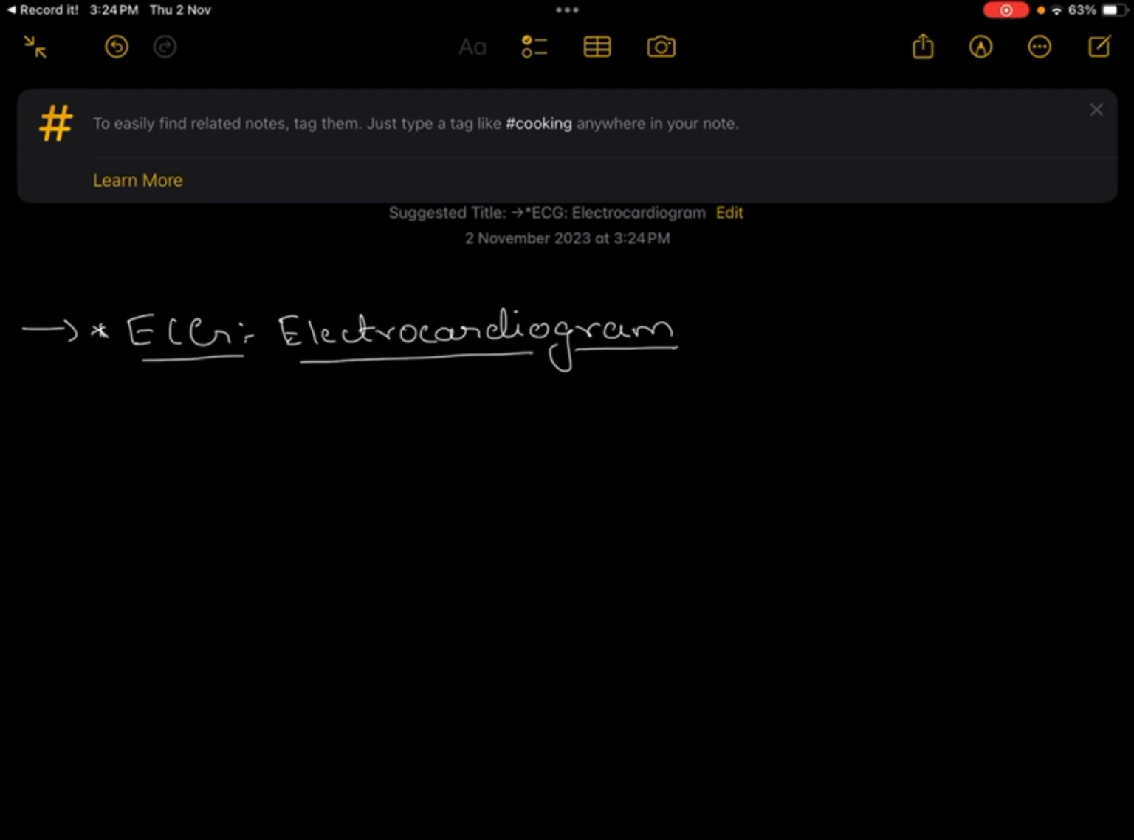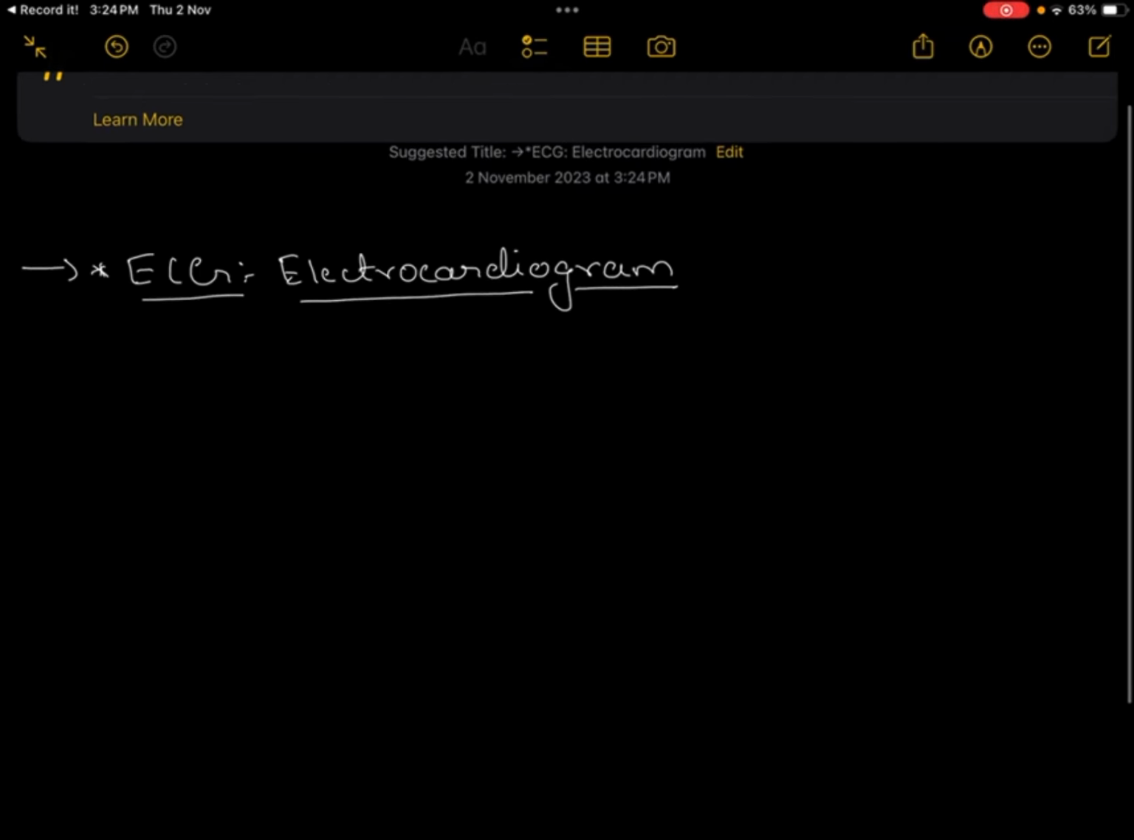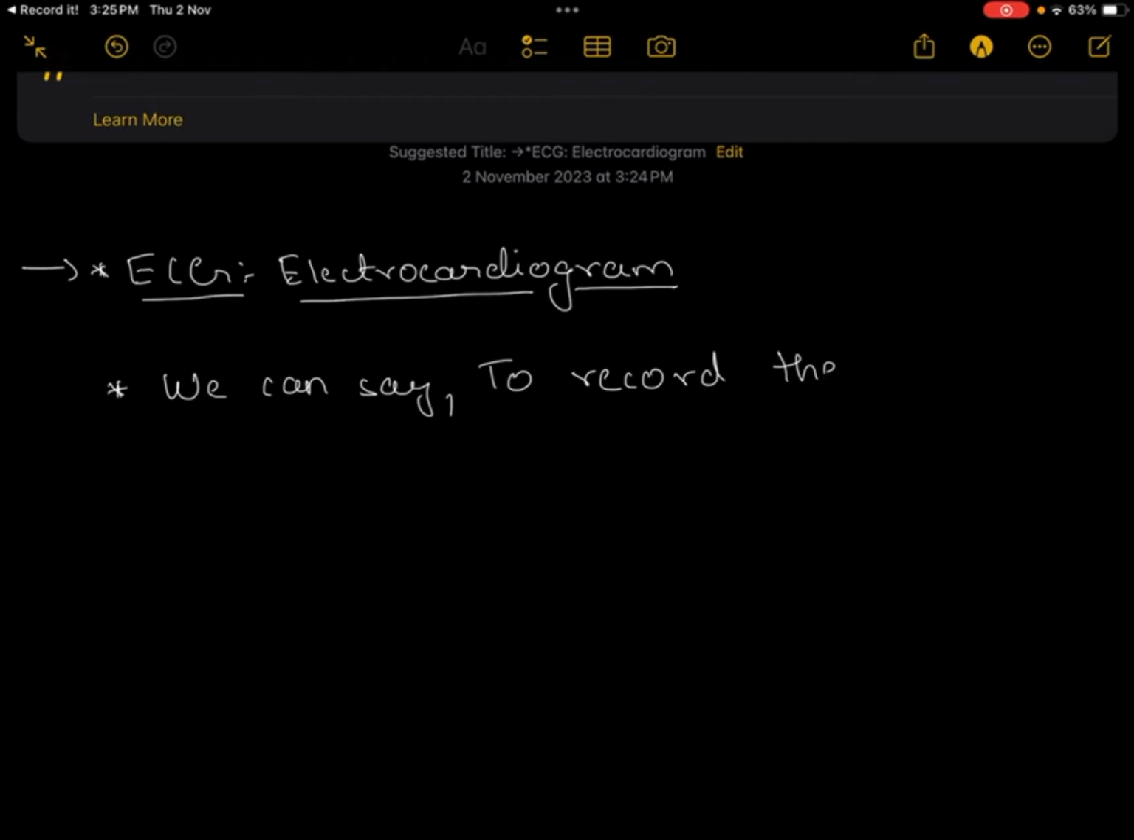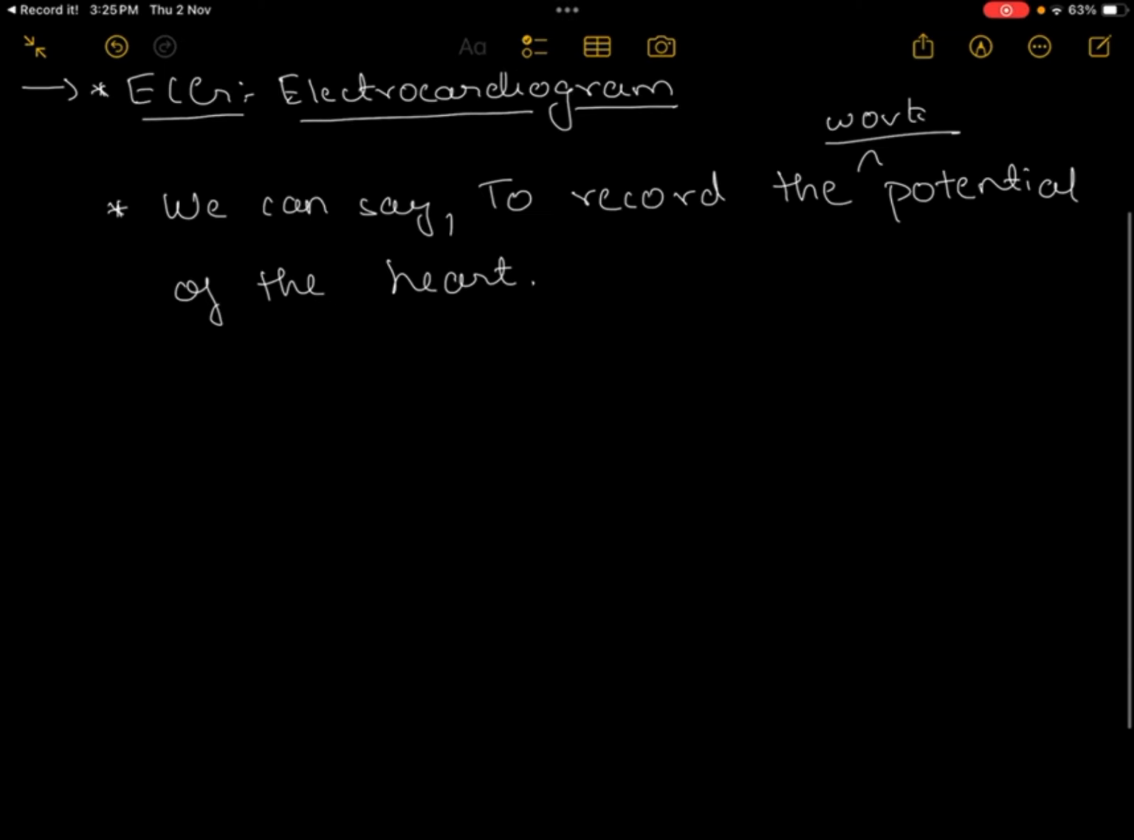The answer for this is in order to record the working potential of the heart. So if we define it in a small way, we can say, to record the potential of the heart. Means what kind of potential? It is the working potential of the heart. So let me write it down over here in the form of an abbreviation: to record the working potential of the heart.